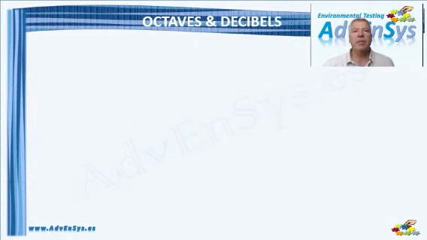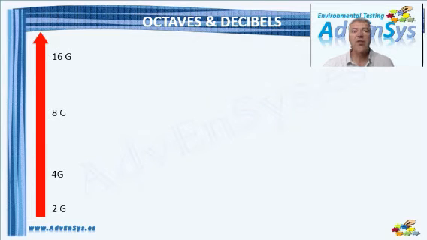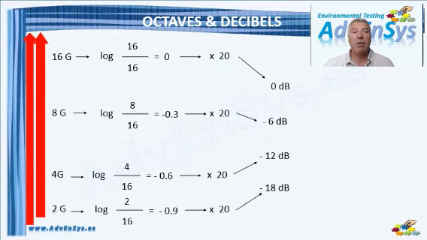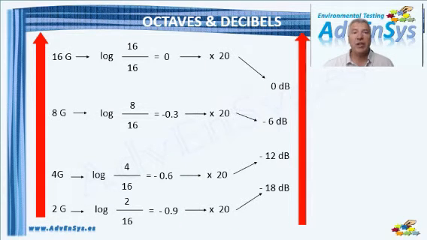We do something similar in the vertical axis. In this case, we consider acceleration in Gs and apply the logarithm in base 10 using a reference value that we choose at our convenience, in the example 16 Gs. The result of the logarithm is multiplied by a factor of 20 to reach the corresponding dB figures. We can see that when the acceleration level is reduced by half, we decrease 6 dB.